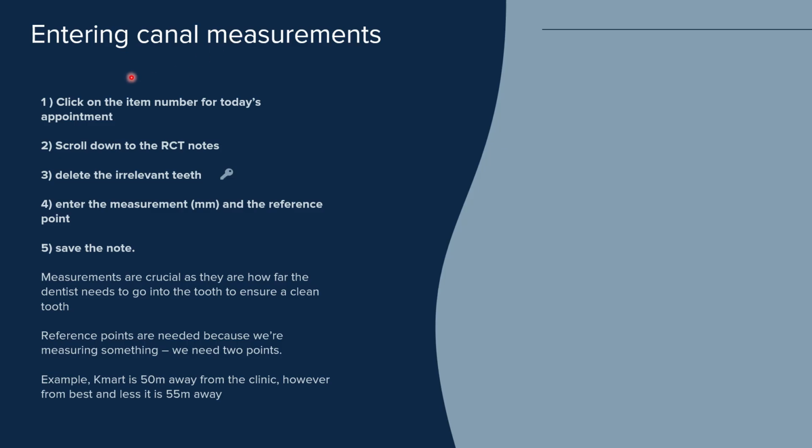Okay, so entering the canal measurements. I myself have a fast note for root canal. So click on the item number for today's appointment, scroll down to my set of root canal notes, delete the irrelevant teeth, and then enter the measurements and the reference points. Okay, so these are 2 things you have to write down if you're doing root canal properly. If your dentist doesn't record measurements and reference points, they're probably not doing root canal very well. And then save the notes in Dental for Windows.